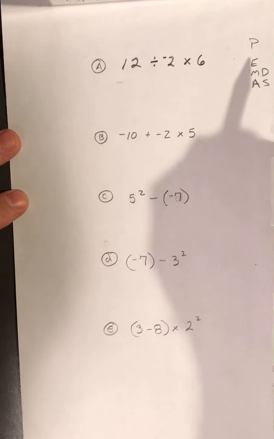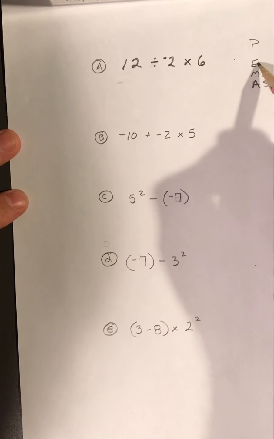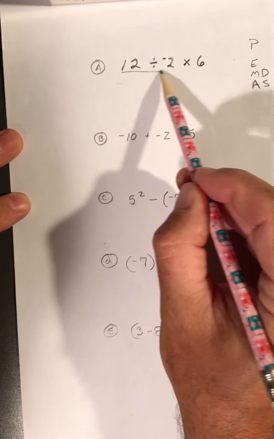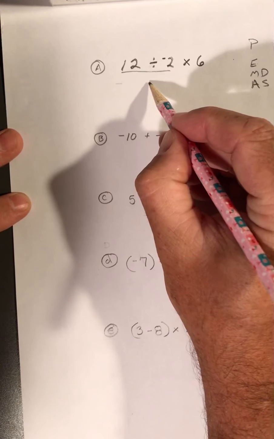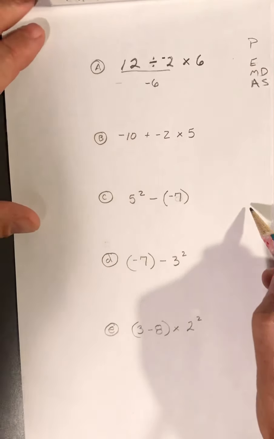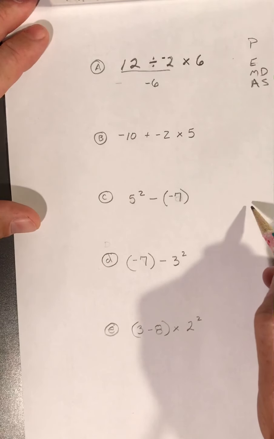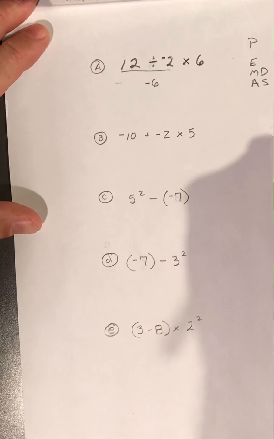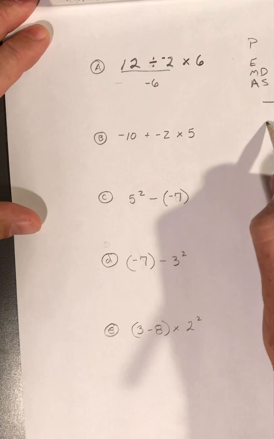I have no parentheses, I have no exponents, and I have only multiplications and divisions, so I can just go from left to right. My first division, I'm going to do 12 divided by -2. That's -6. If you're having a hard time remembering your division rules and your multiplication rules, they can be easily referenced if you make this little chart.